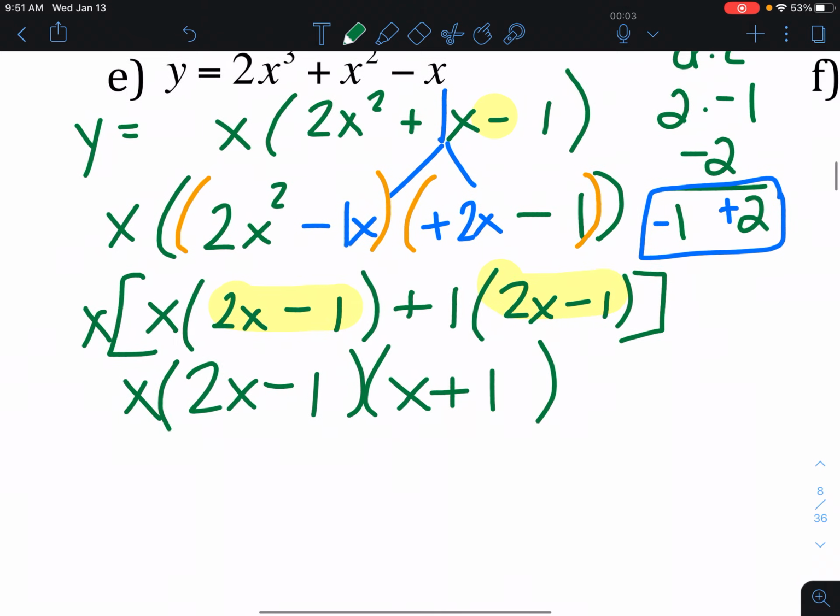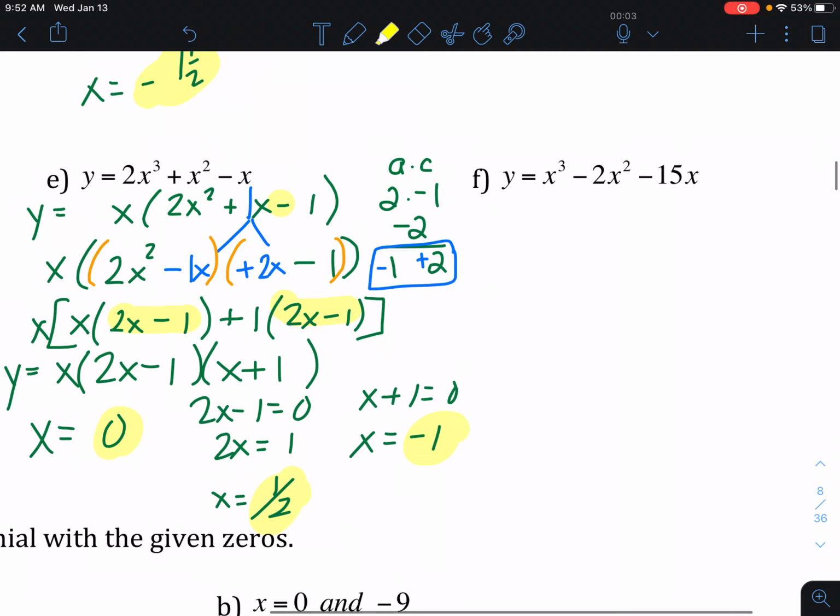x equals 0. 2x minus 1 equals 0. I'm going to add 1 and then divide by 2. And the third, x plus 1 equals 0, subtract 1. So I have my 3 answers, my 3 zeros, where it would cross the x-axis. Oh, I hate those hard trinomials.